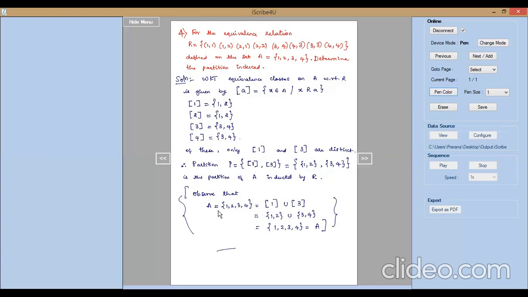Right? So next we will see another problem, which involves proving an equivalence relation on A cross A. Then, followed by that, we have to find the equivalence classes, and finally the partition of A cross A induced by R is also found.